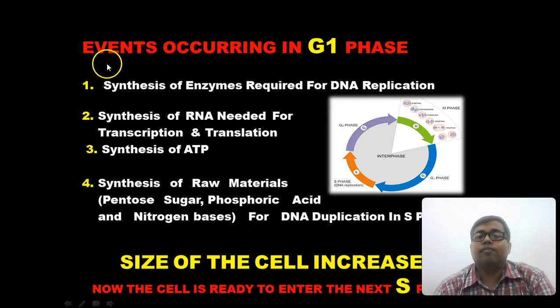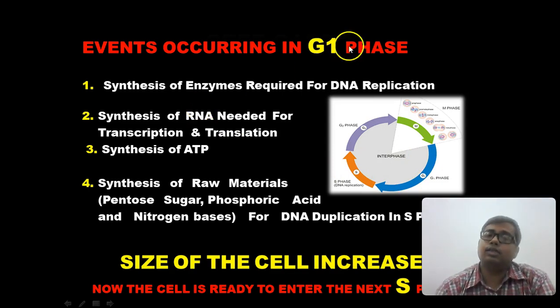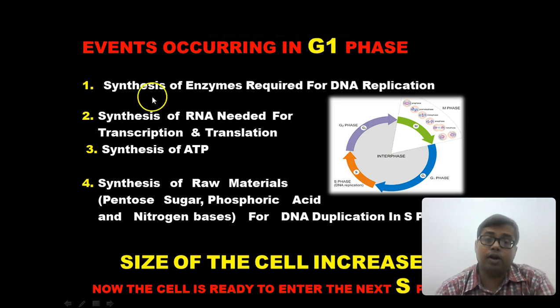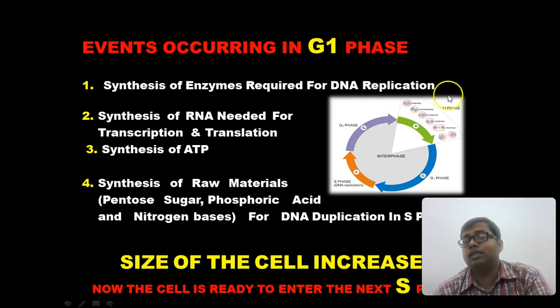So first is the G1 phase, or gap 1 phase, or post-mitotic gap phase. The G1 phase varies in its duration, and it occupies up to 35 to 50% of the total cell cycle in time scale. In this phase, a few important phenomena are going on. These are the synthesis of enzymes which are required for DNA replication. DNA replication means the genome duplication.